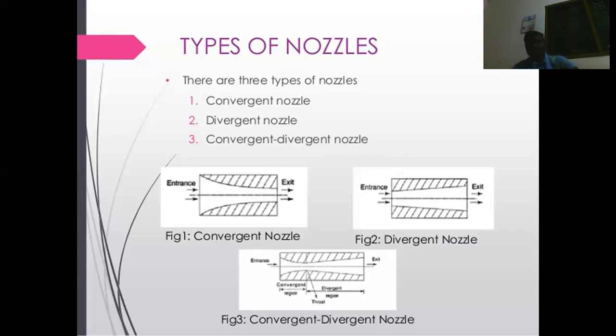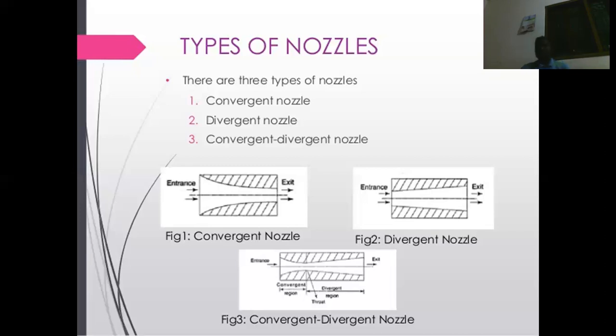Now the entrance of the divergent nozzle is smaller when compared to the exit. That means from the entrance to the exit, the diameter of the diverging nozzle is increasing. The cross section of the diverging nozzle gradually increases from the entrance to the exit, so it is called a diverging nozzle.